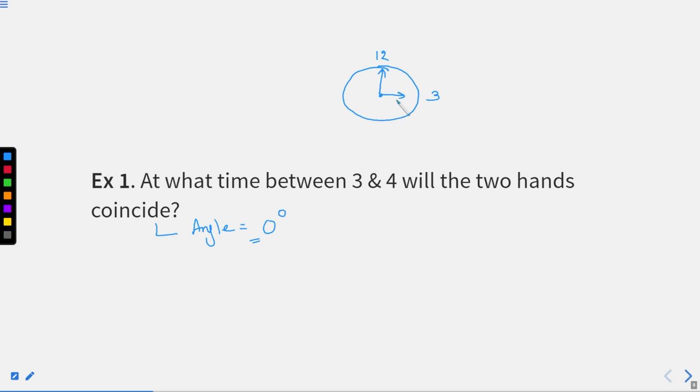So in between, or at 4, if I talk about at 4, this is 12, this is center, this is 3 and this must be 4, right? So at 4, the clocks are in this position. So now what we are required to find: at what time between 3 and 4 both hands will coincide.